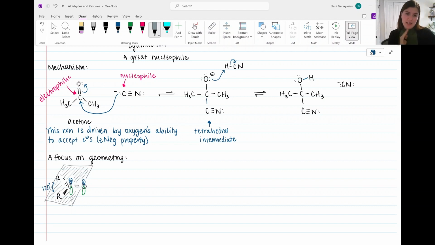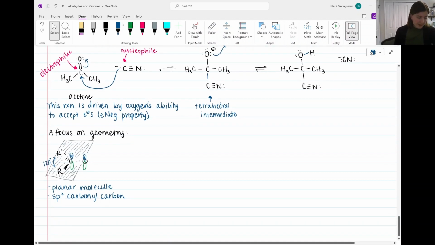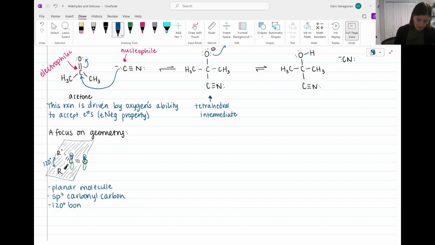Okay, so everything that's part of this molecule is in one plane. So we have an sp2 planar molecule. An sp2 carbonyl carbon, and we're focusing on that carbonyl carbon because that's where that new bond is formed, to that carbonyl carbon. So that's sp2, we have 120-degree bond angles.